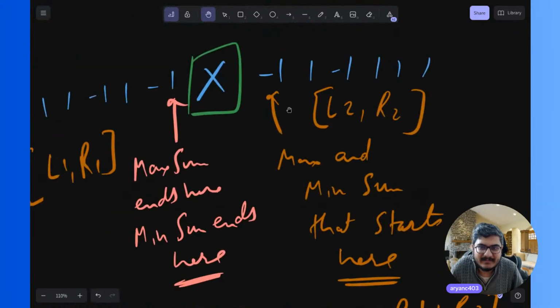Because here you have to find the maximum and minimum sum that starts from here and the maximum and minimum sum that starts from here. You cannot possibly do that with Kadane's algorithm. You will have to use some prefix sum idea there. You also cannot apply a binary search here.